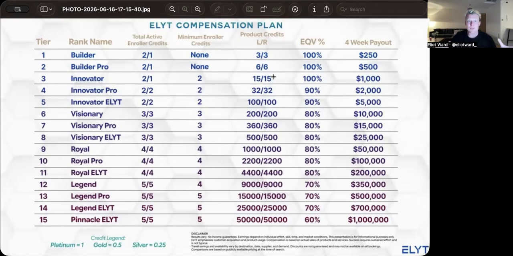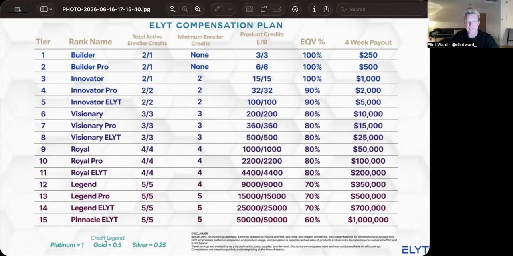These total active enroller credits on the left team and the right team, two and one, and two and two, that's personal performance. So that's personally enrolled credits that you must have at each tier level. And then the product credits are a total of you directly and also your team as well, what's known as indirectly.